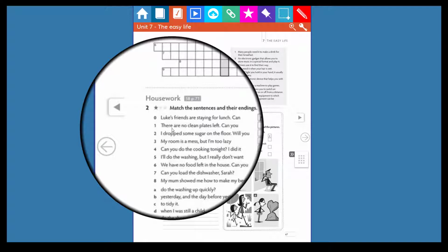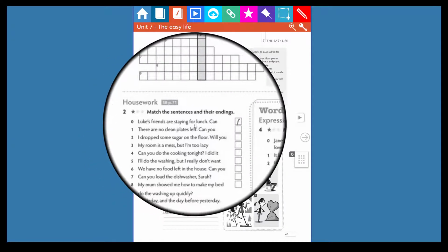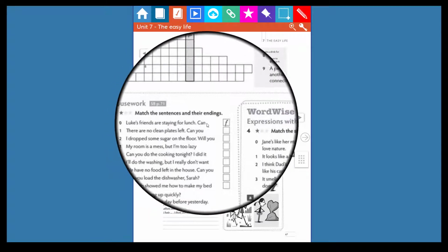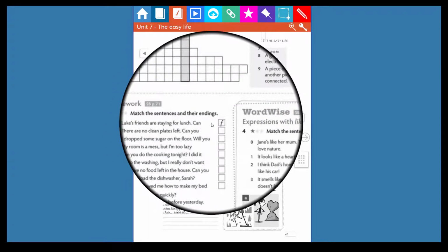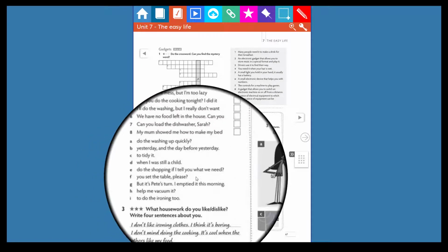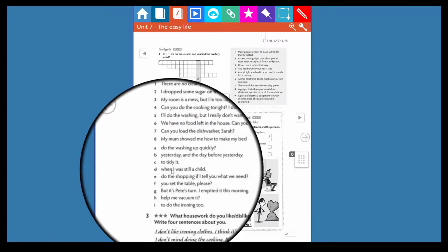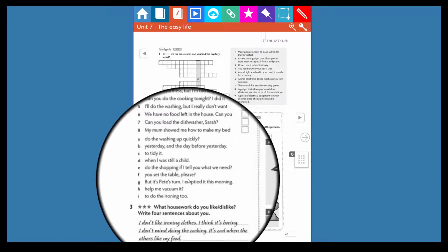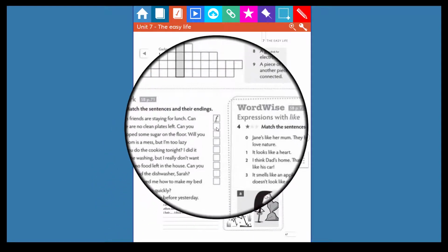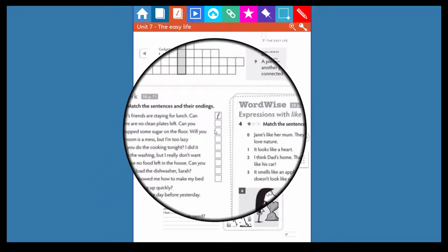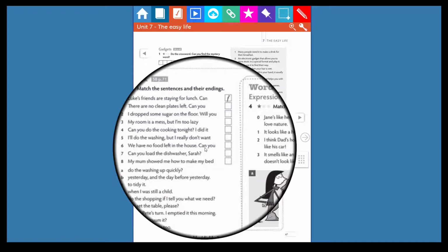Okay? Number 0, the example. Luke's friends are staying for lunch. Letter F. Can you set the table, please? Okay, so that is the idea. You have to put the letters here. Which letters, miss? These letters over here.